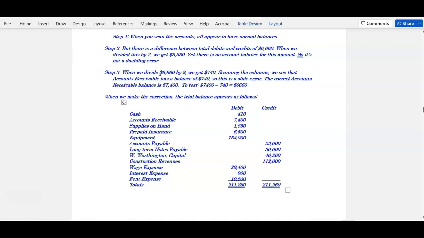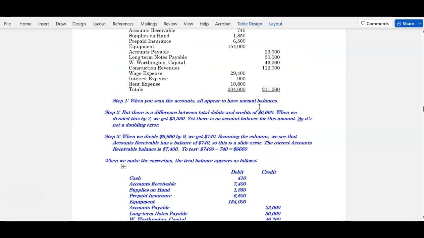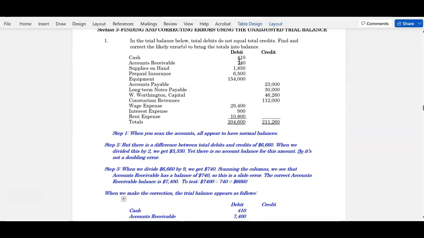So the difference, whatever it is, you divide by 9, you get a number, and then you look for that number or something similar in this area. And all of a sudden, boom, you got it right there, 740. And you kind of get the hint that this is a slide error. So step 2 is checking for doubling error. Step 3 is checking for slide error. Step 1 is checking for the normal balances.